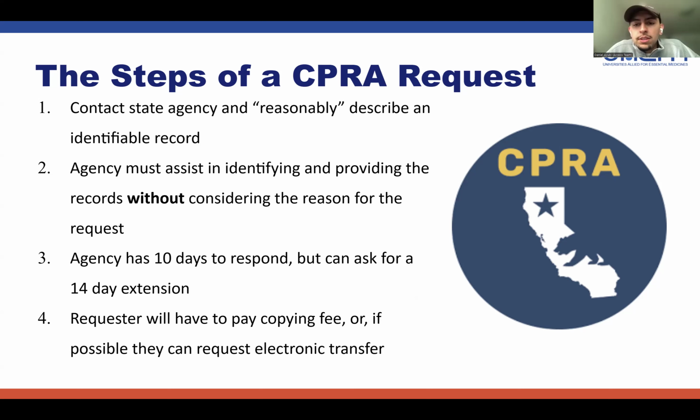Then the agency must assist in identifying and providing the records without considering the reason for your request. So that's good for us. They can't consider why we're asking for this information. As advocates, sometimes people are a little averse to any sort of advocates, but they can't be. They have to give you the information, as long as there's no exemptions, which I'll talk about in the next slide.